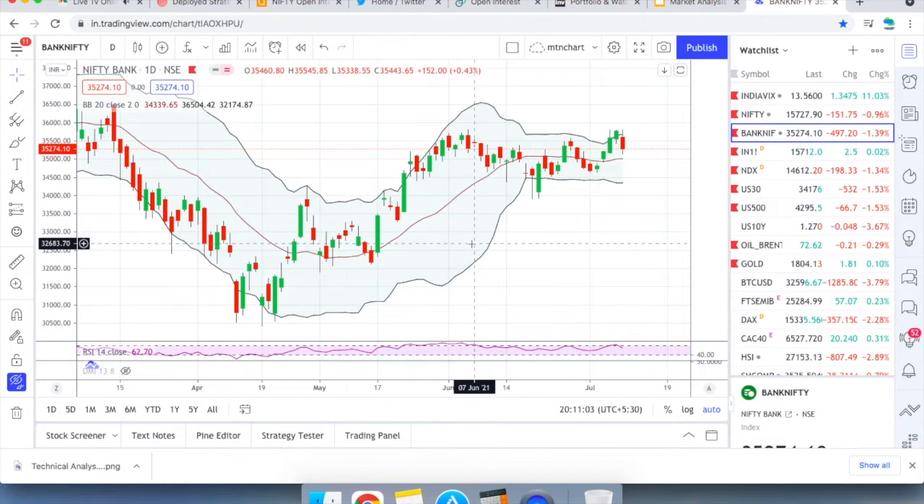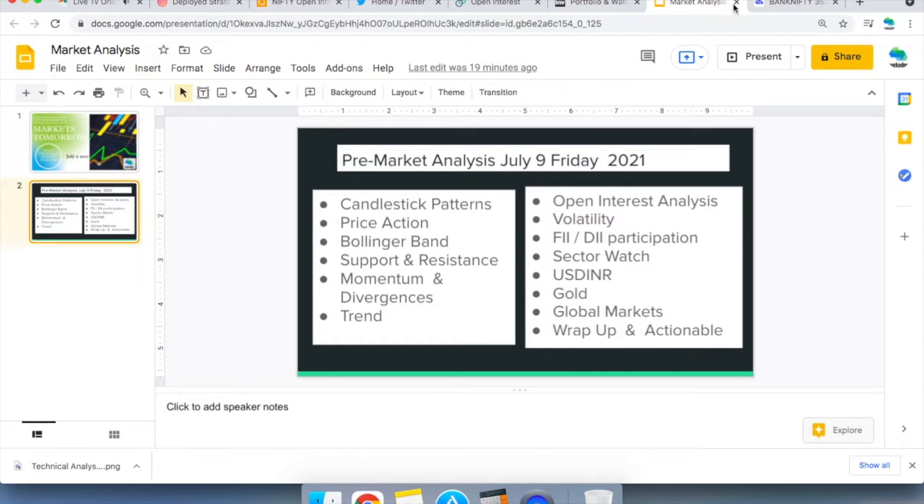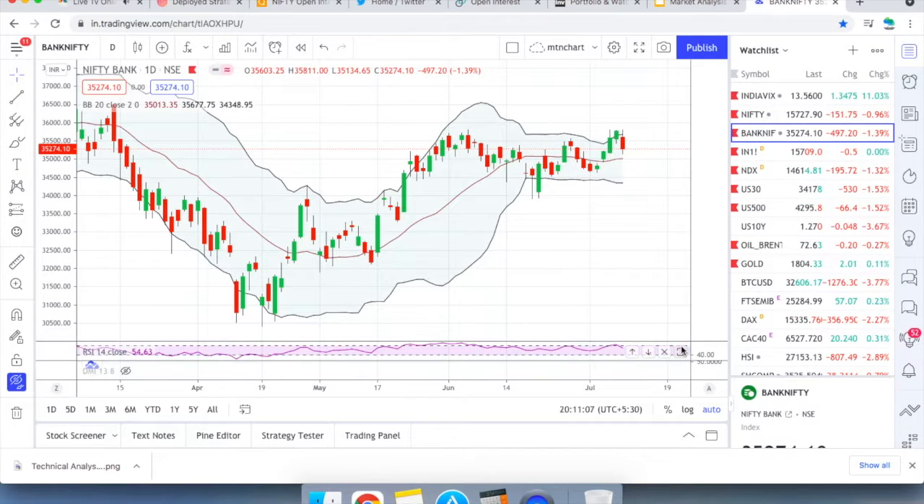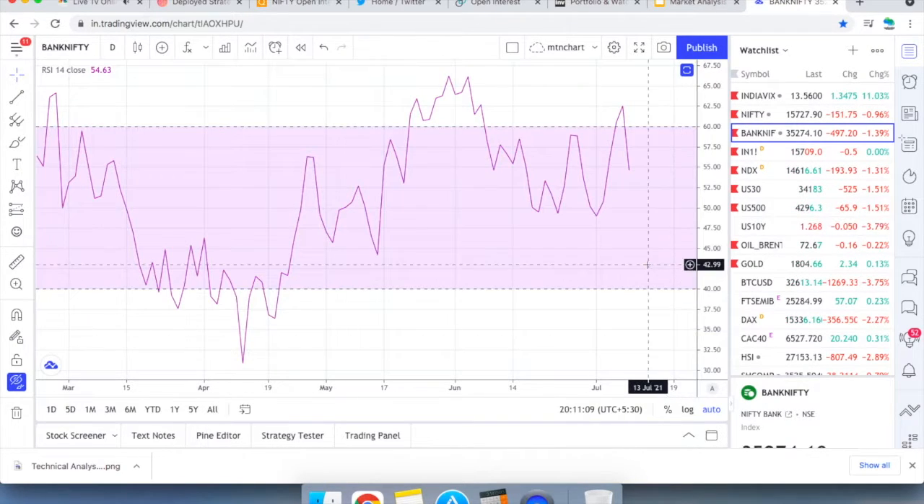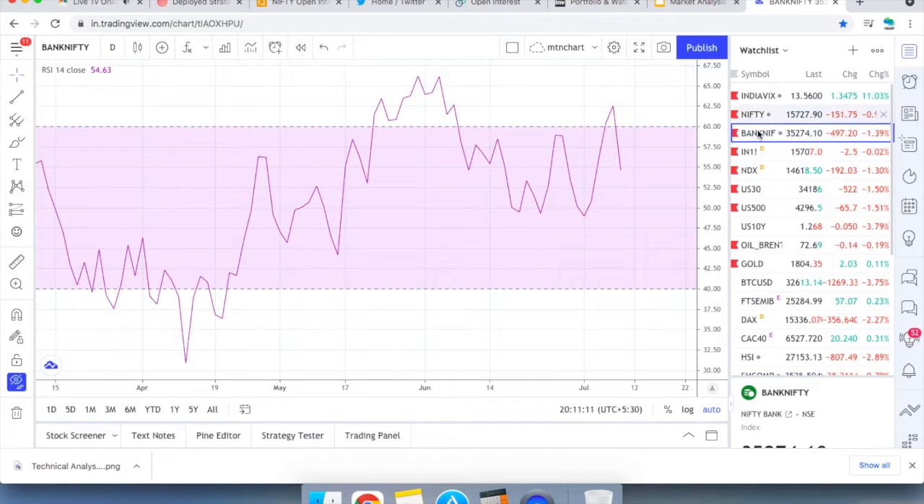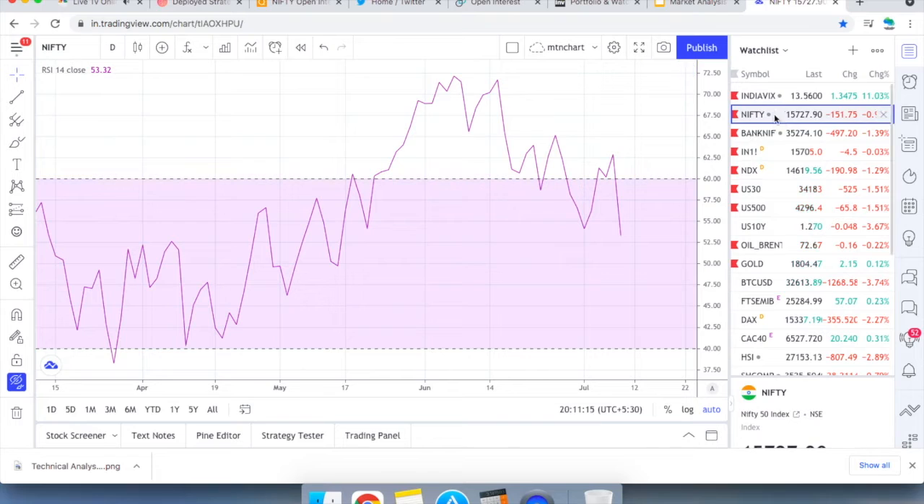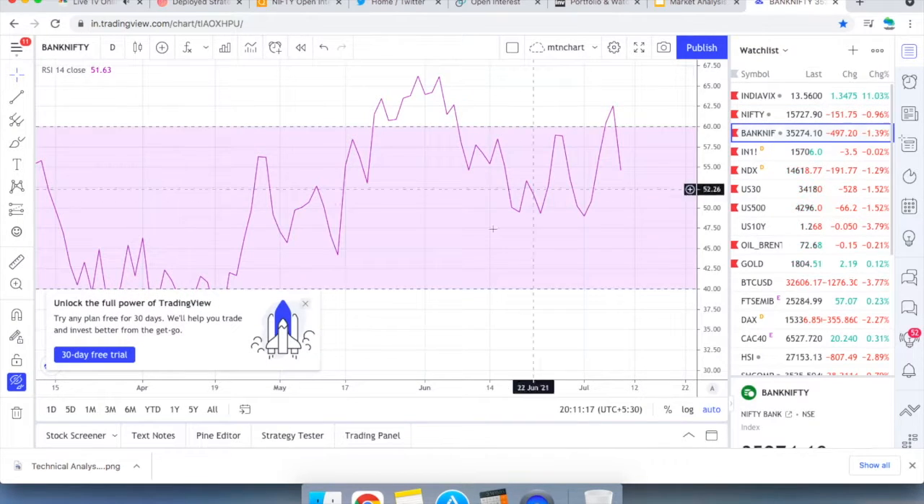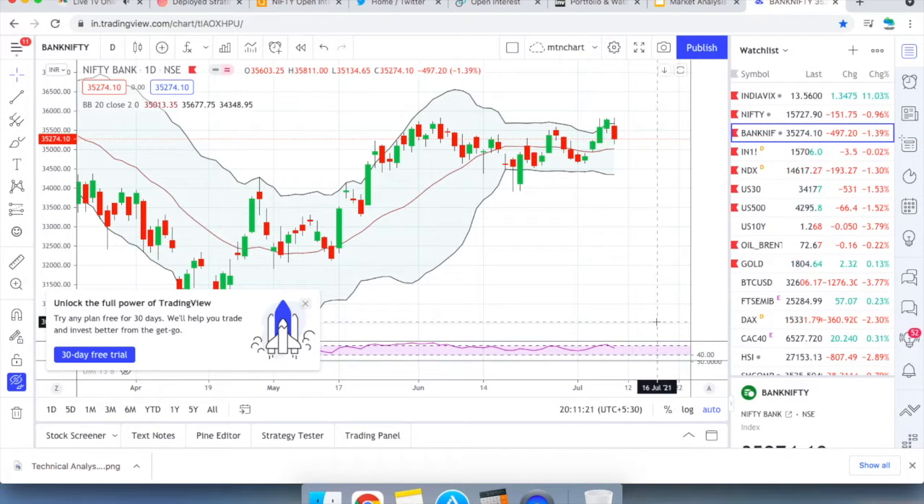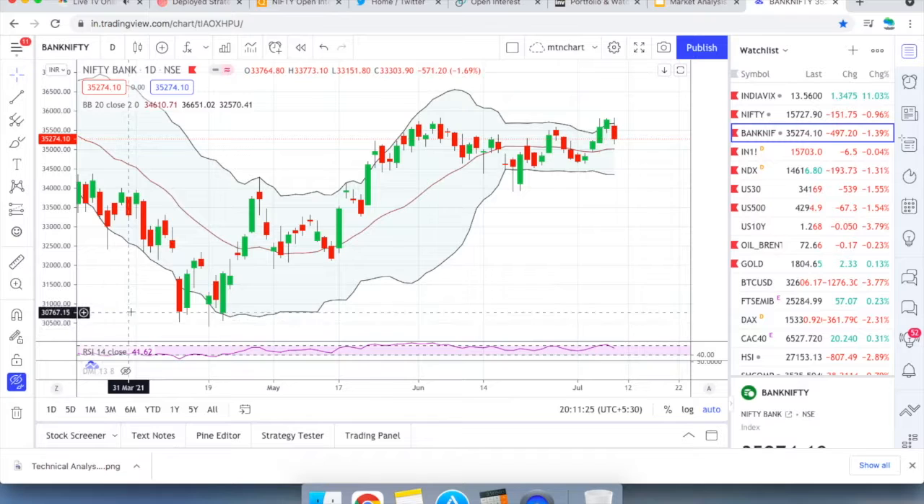So we were talking about trend and momentum. Here we have the momentum, which has dipped on the Bank Nifty also. Nifty had dipped, Bank Nifty also had dipped. So that's the momentum. Now trend, what is happening? Let's look at the trend.